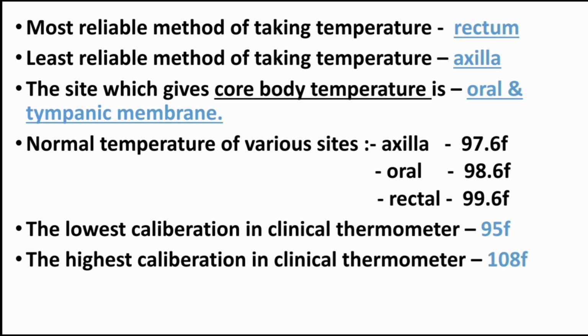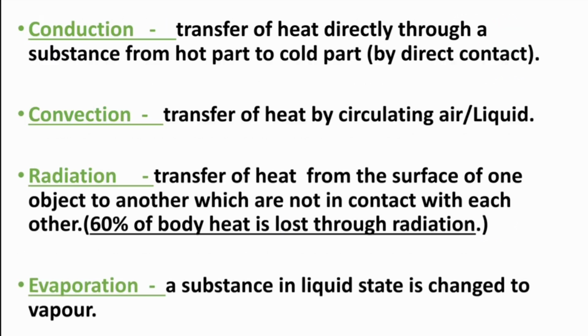Normal temperature of various sites. Axilla 97.6 degree Fahrenheit, oral 98.6 degree Fahrenheit, rectal 99.6 degree Fahrenheit. The lowest calibration in clinical thermometer is 95 degree Fahrenheit. The highest calibration in clinical thermometer is 108 degree Fahrenheit.